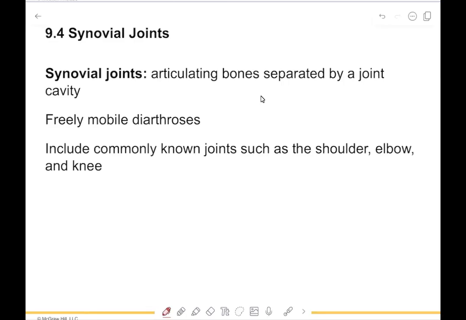A synovial joint is where there are articulating bones that are separated by a joint cavity. And there's a lot of anatomy that goes along with this joint cavity. Remember that synovial joints are freely mobile, so we classify them functionally as diarthroses. Common examples of synovial joints include the shoulder, the elbow, as well as the knee.